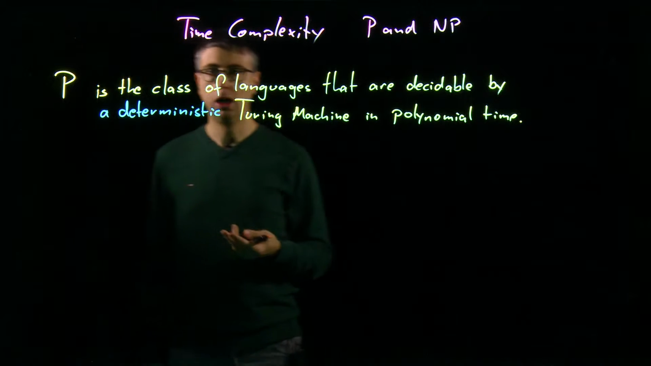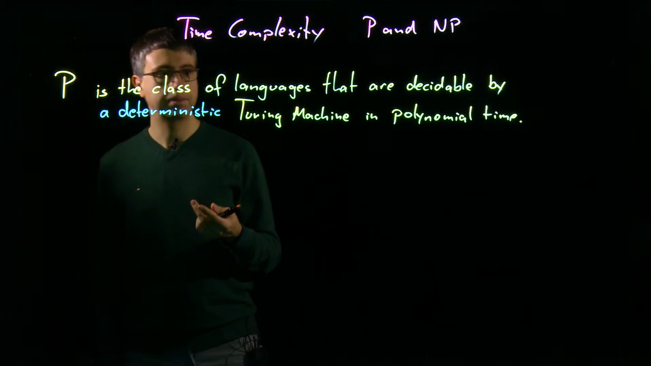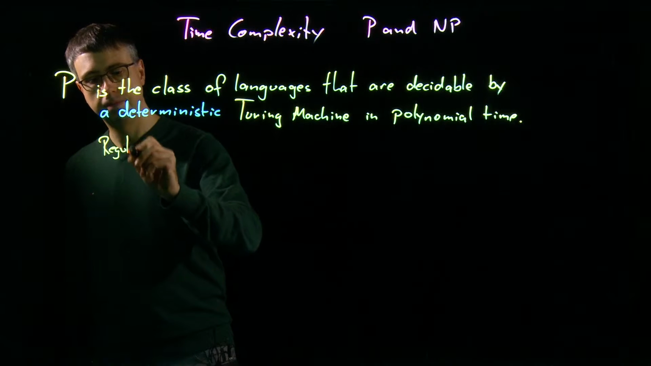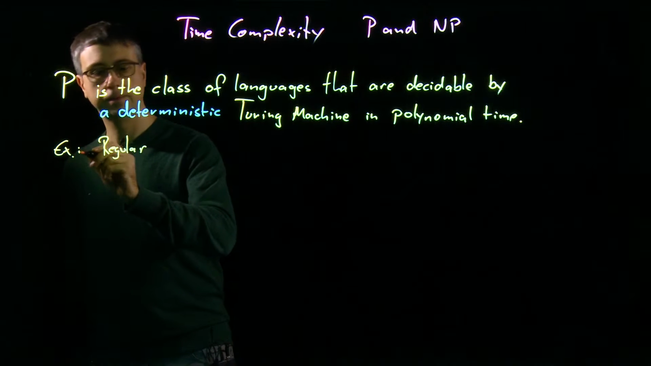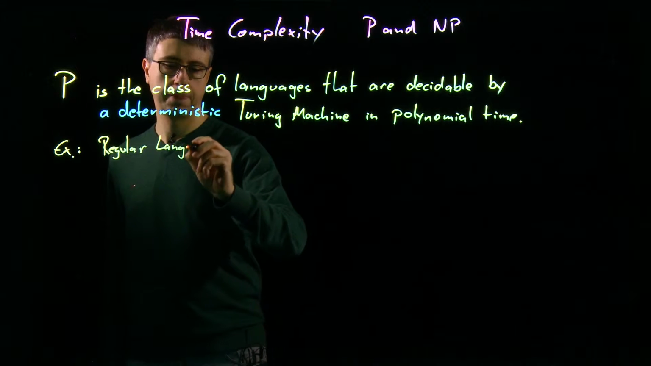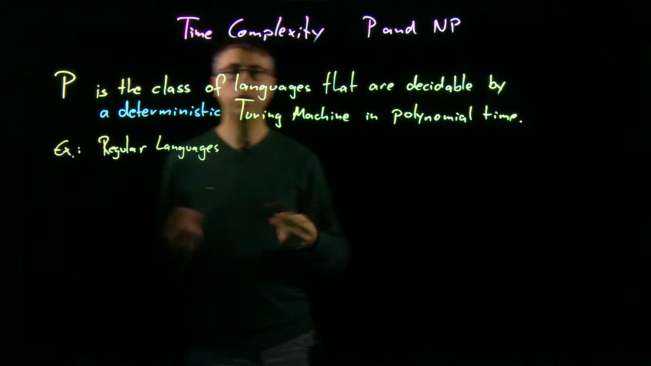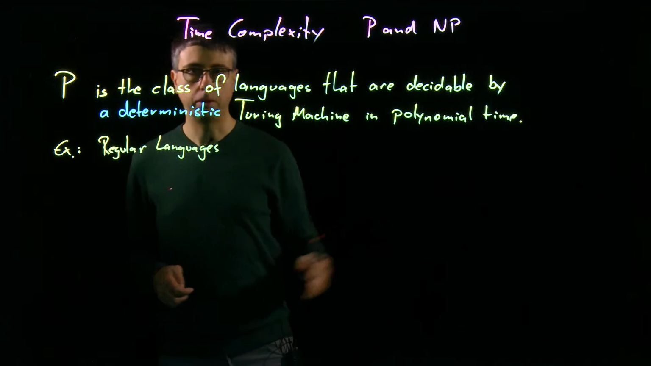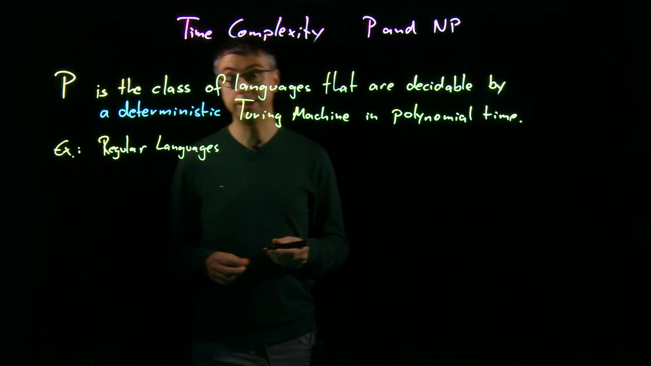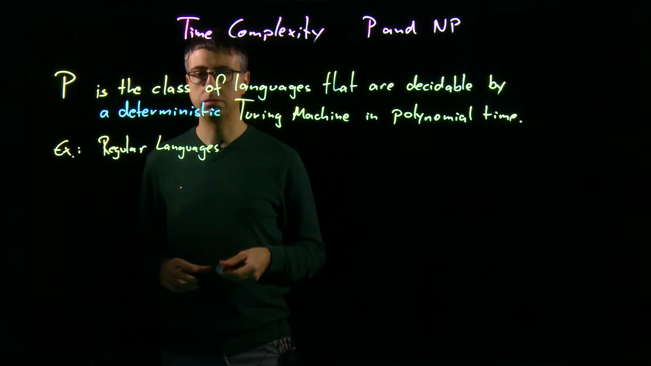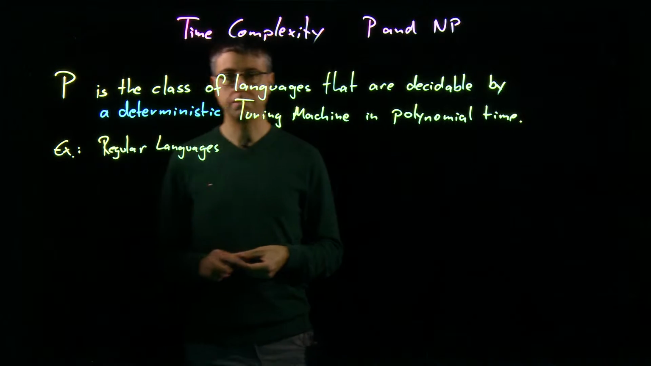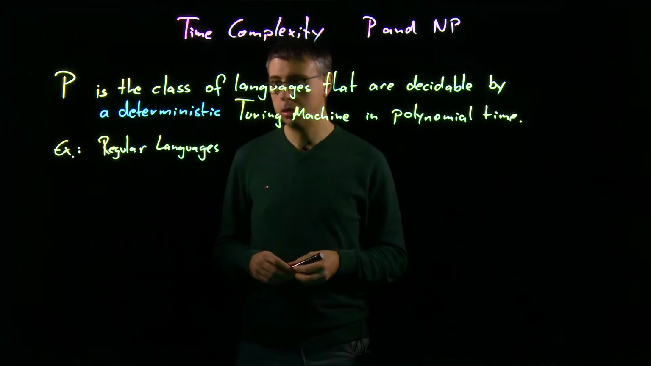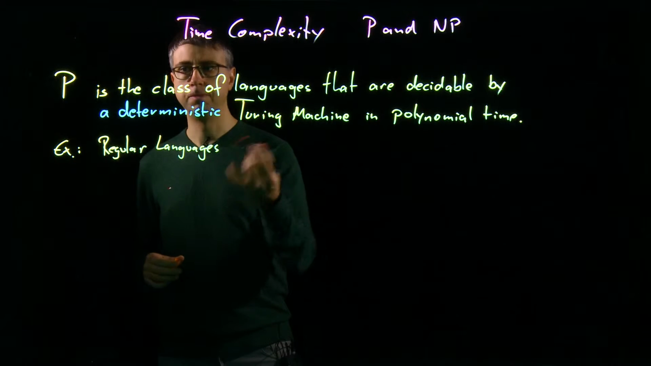Some very simple examples of languages that are actually decidable in polynomial time are, of course, the regular languages. All the regular languages can be decided by a Turing machine in polynomial time just by scanning the input from left to right and changing states accordingly. And then we just need to scan each letter only once. So we have linear time. Linear time is of course polynomial, so all the regular languages are in P.